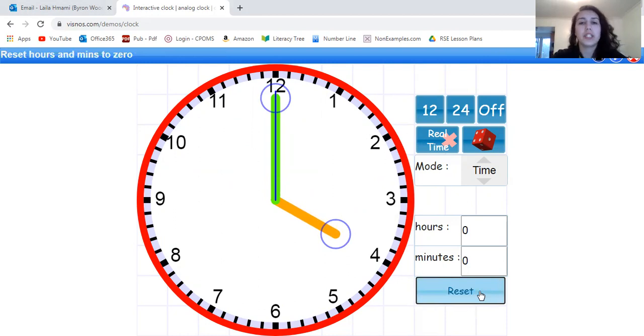So we're just going to have a bit of a practice. I'll put the clock to a time and you can tell me what time it is.